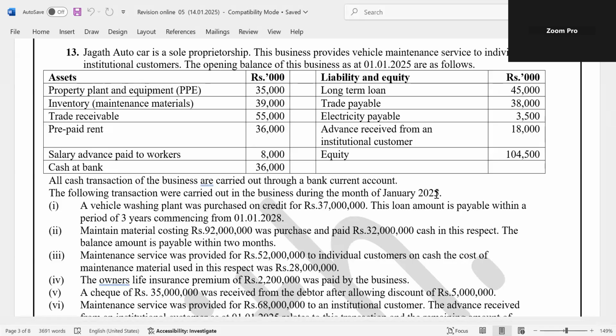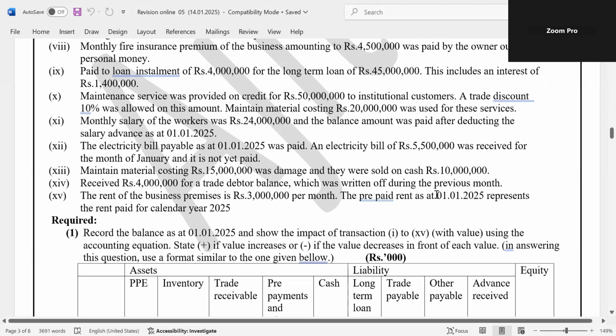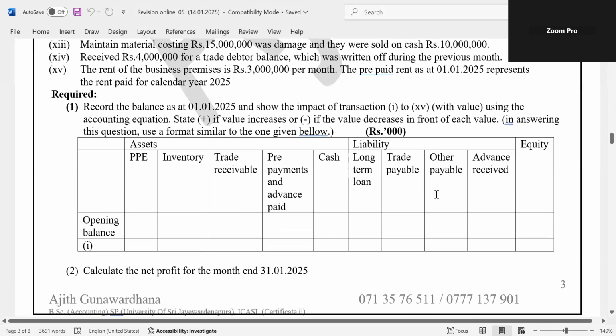There are 40 marks. This is the 2020 A-level paper, question number 3, a normal A-level paper given with the accounting equation. There are 15 transactions available. Record the balance as at 1st January 25 and show the impact of transactions 1 to 15 with value. Use the accounting equation. State if value increases plus, decreases minus.